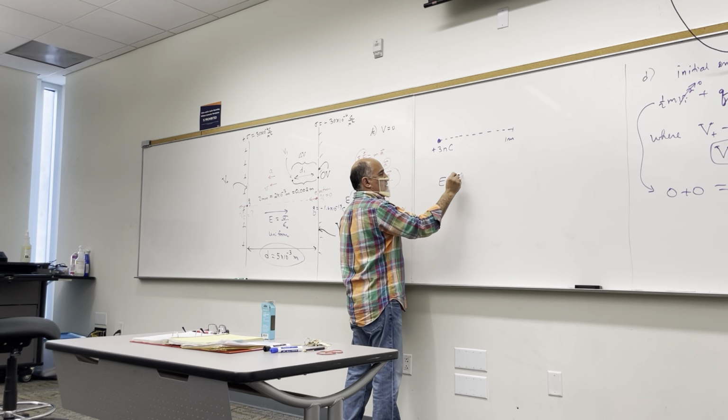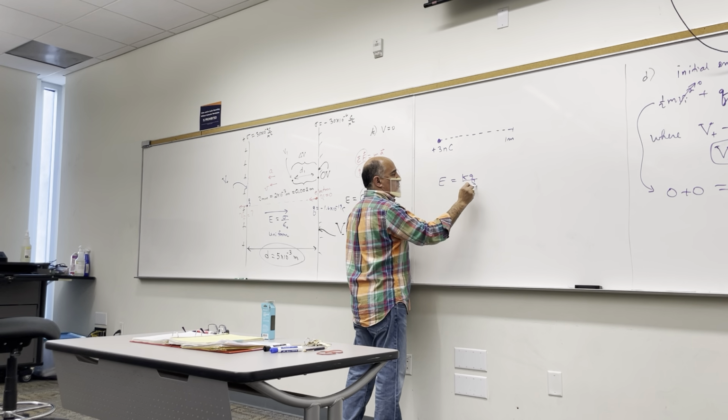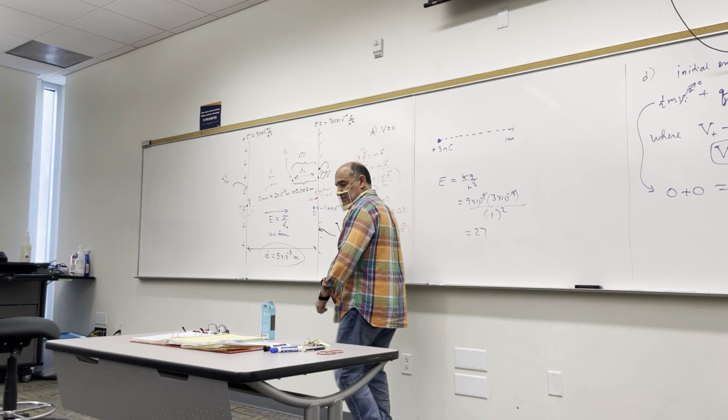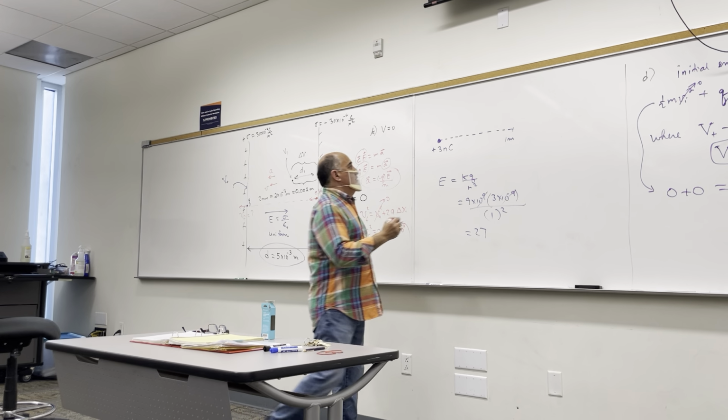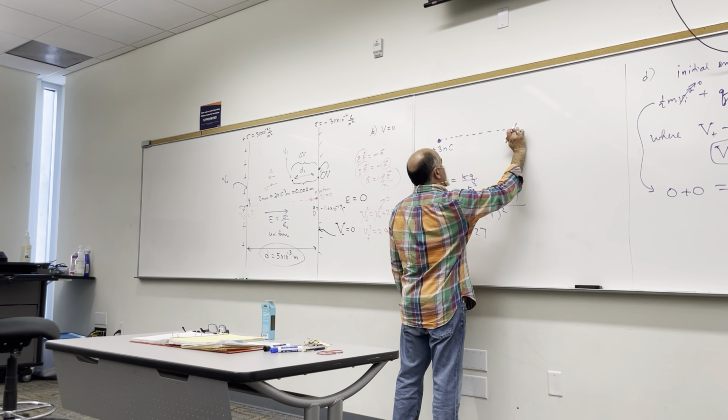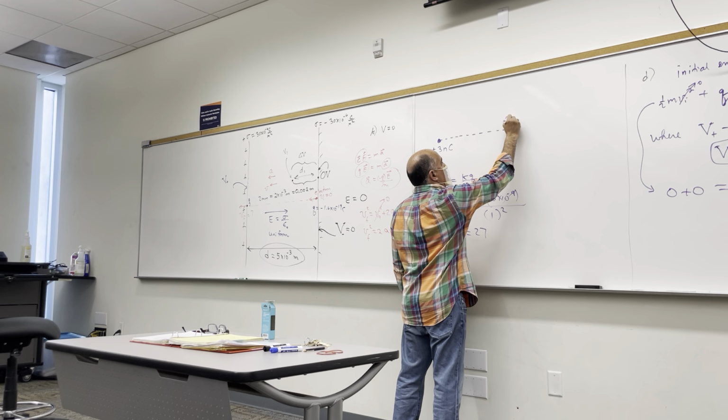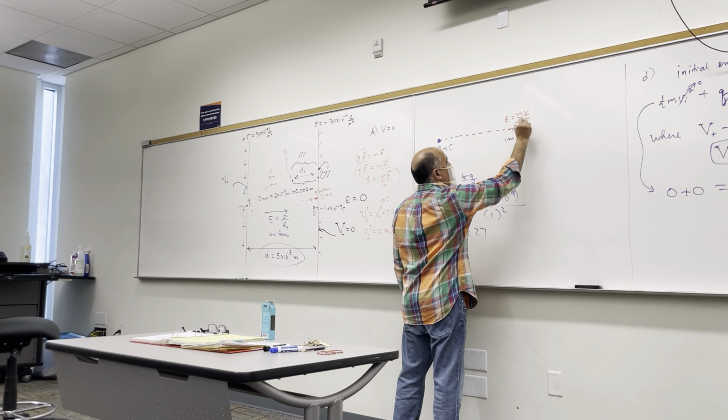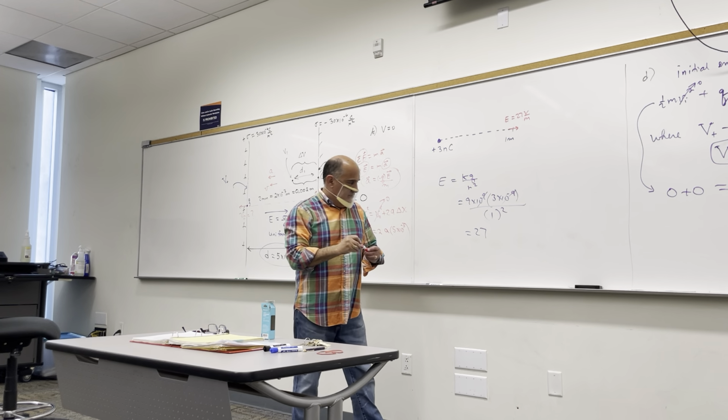So it would be kQ over r squared, so that would be 9 times 10 to the 9th, Q is 3 times 10 to the minus 9, divided by 1 squared, right? So that would be 27, right? So the electric field here would be pointing which way? To the right. And the value would be 27 volts per meter, or newtons per coulomb.